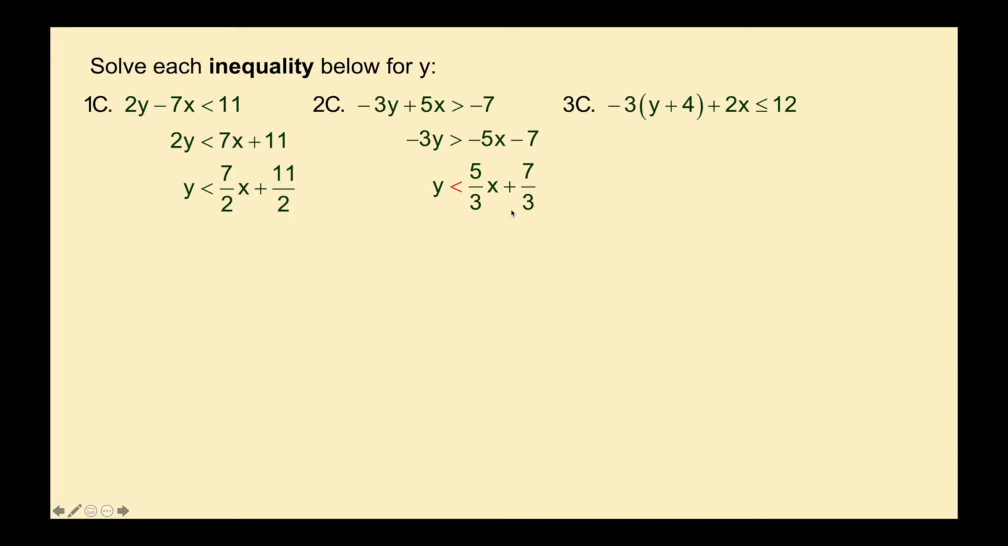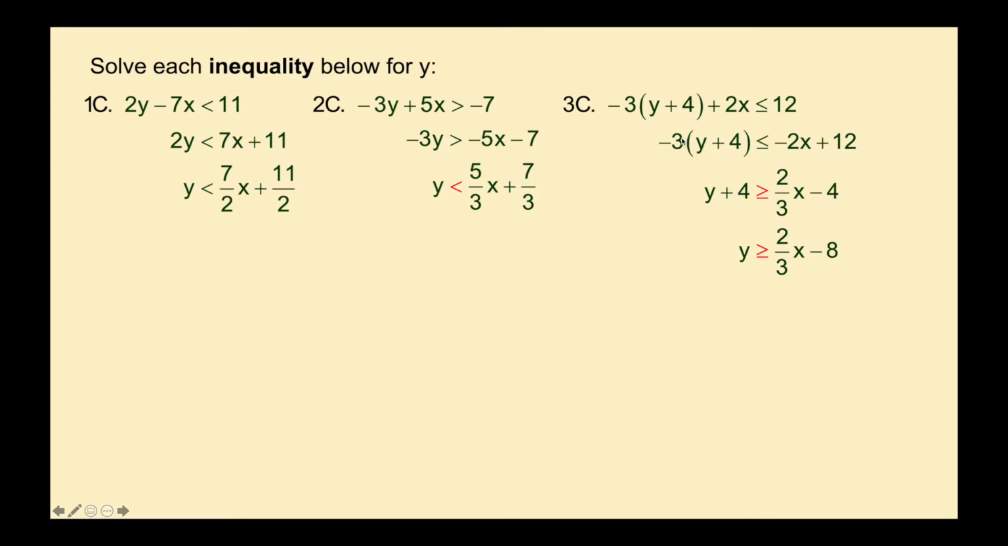And then for number 3, again, I'll start by subtracting the 2x over. That means that this negative 3 times the quantity y plus 4 stays. I end up with negative 2x plus 12 on the right side. If I divide by negative 3 next, I'm going to end up with just y plus 4 on this side. I did divide by a negative, so I have to flip the direction of the inequality.